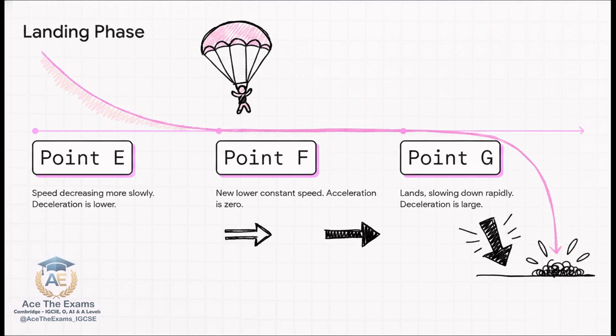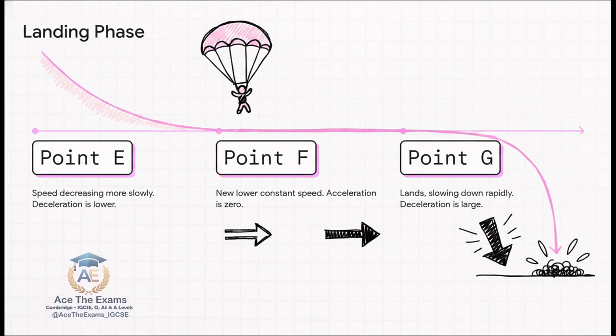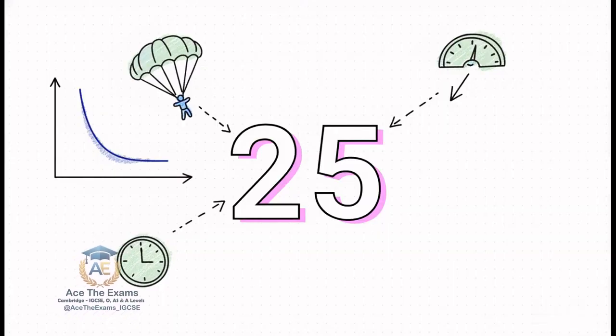She safely drifts at this speed until point G, where she hits the ground, slowing down rapidly to a complete stop with a very large deceleration. Let's test this with a real exam-style data extraction, okay?